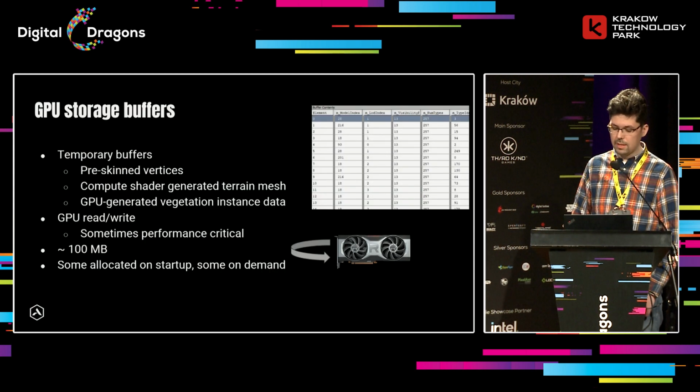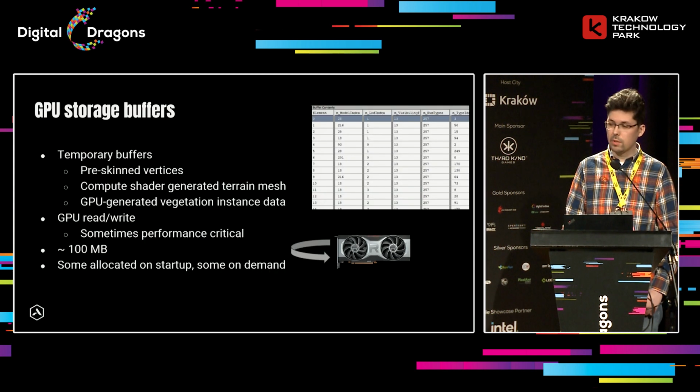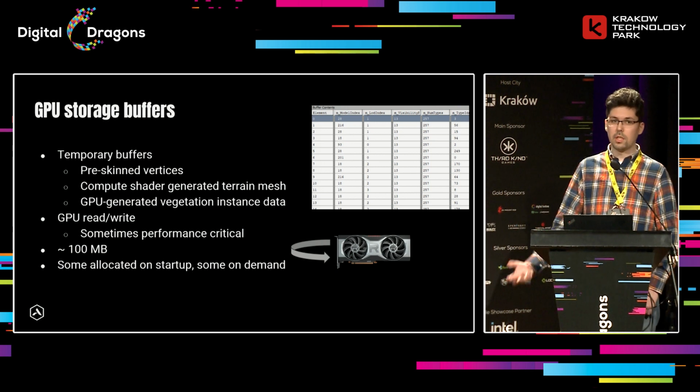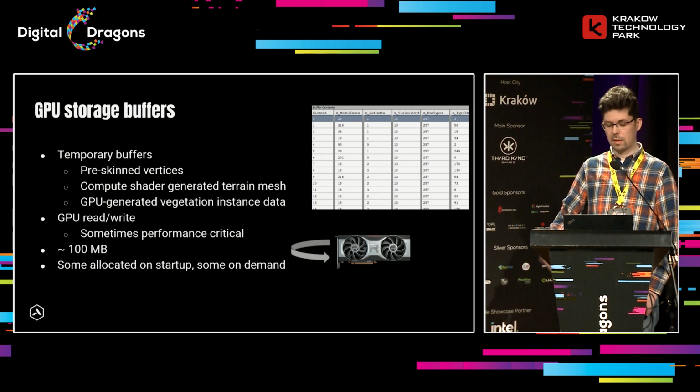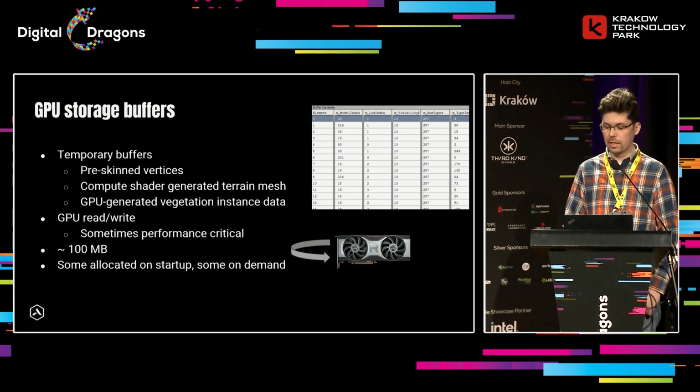Next thing I want to talk about is basically temporary GPU storage buffers. They're essentially buffers that we use to store temporary data that is usually GPU generated and then often consumed in the same frame or in the coming frames.